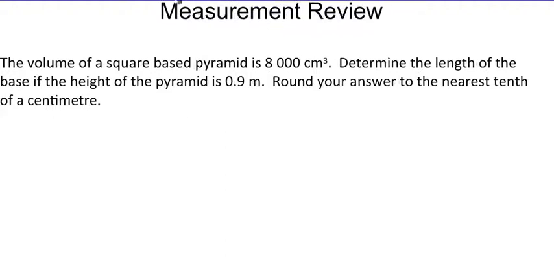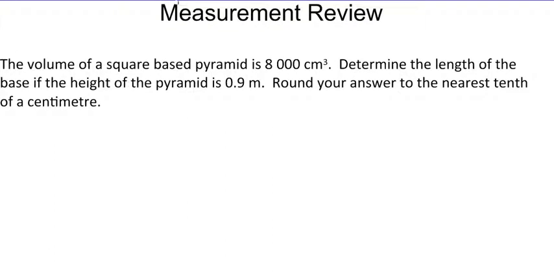Square base pyramid is 8,000 cubic centimeters. Determine the length of the base if the height of the pyramid is 0.9 meters. Okay, so watch out. That's meters, that's centimeters, so 0.9 meters. Meters on the bottom, 1 meter is 100 centimeters, so that will be 90 centimeters. That's what we're going to want to use for this number, is 90 centimeters.